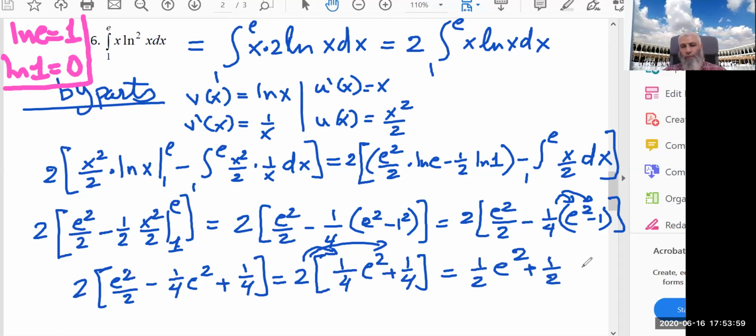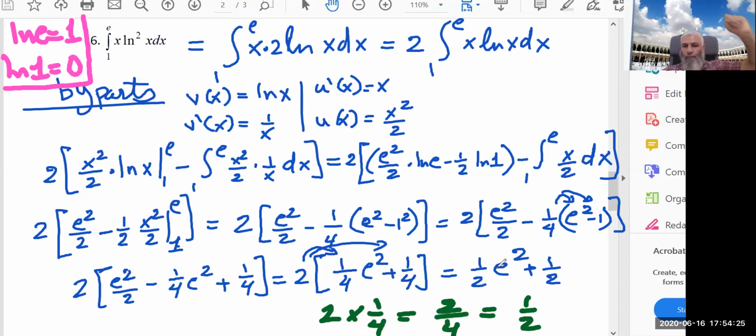But Ustaz, why 1 over 2? Isn't it just 2? Like 2 multiply 1 over 4, isn't it just 2? 2 multiply 1 over 4 is 2 over 4, which is 1 over 2. Ah, yeah, sorry. Yes, I'm sorry. Okay, just a mistake. This is our answer here.